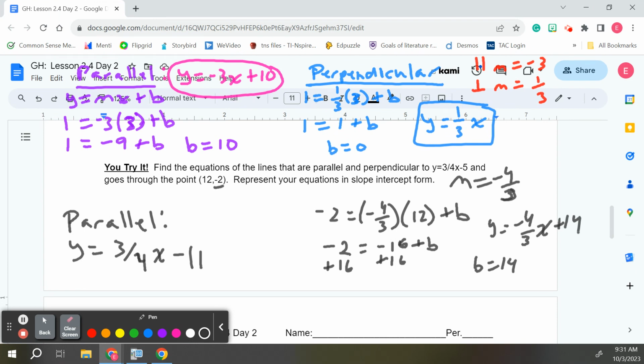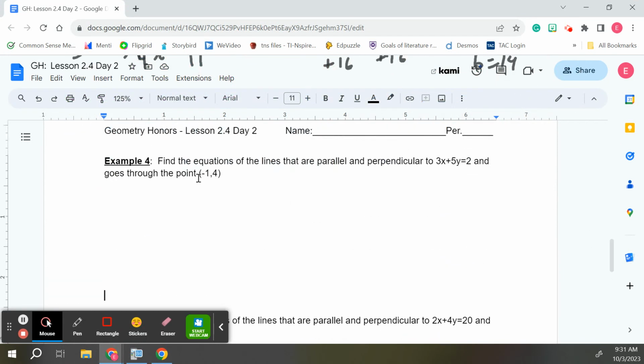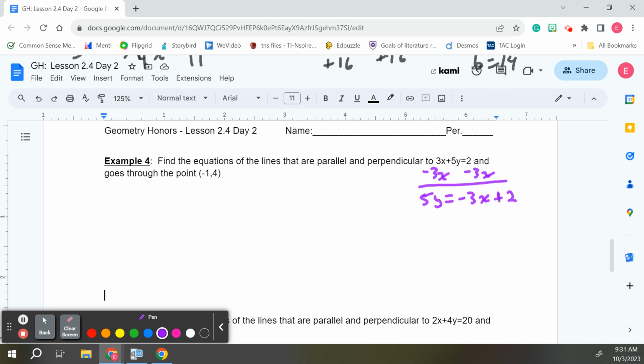Anything else? All right, let's take a look at the next one. So example 4, it says find the equation of the lines that are parallel and perpendicular to 3x plus 5y equals 2. All right, so your first step here is to get that from standard form into slope-intercept form. So I'm going to subtract the 3x from each side. This leaves me with 5y equals negative 3x plus 2. I'm going to divide both sides by 5. So this equation ends up being y equals negative 3 over 5x plus 2/5.